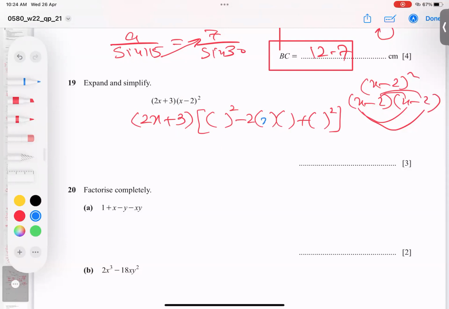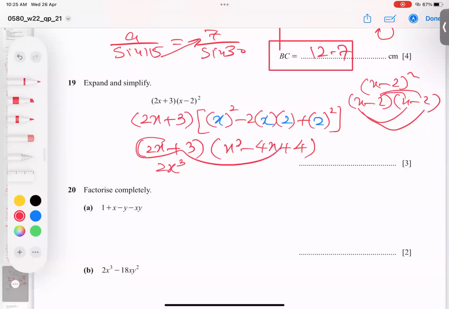Look, I'm writing here. This x and this x, so 2 and 2. It is your wish, which way you like. This is x square, and 2 twos are 4 into x, becomes 4x. And 2 square is 4. Now I'm going to multiply. This multiplied with this, I get 2x to the power 3. 2x into minus 4 gives minus 8x to the power 2. 2x into 4, I get 8x. 3 into this, I get 3x to the power 2. 3 into minus 4, I get negative 12x.